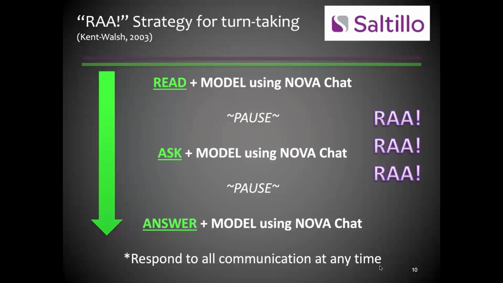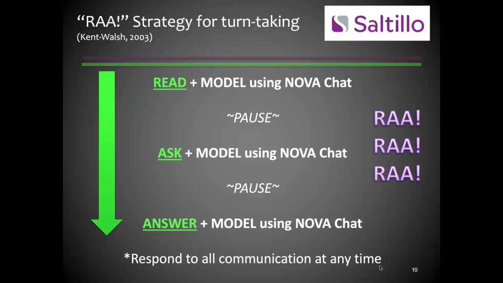So if you look at the green arrow on the left going down, this is how the strategy works. It's read, ask, answer. We read in our storybook and we pair the modeling technique with the device, with the NovaChat or the TouchChat, whatever it is that you're using. And in the middle of the read and the ask, we pause. We have that waiting, that expectant delay. So we haven't asked a question, we haven't made a comment, all we've done is read. Then we stop and we wait. We look at our client, expectant delay.